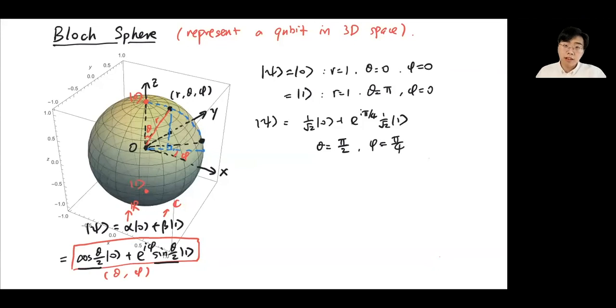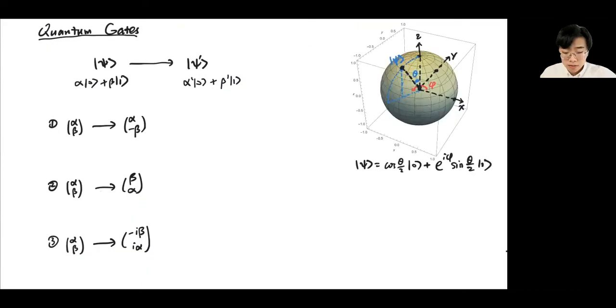Another benefit of this Bloch sphere representation is that now we can understand transformations of quantum states, or quantum gates, namely from one quantum state to another, as rotations of the Bloch sphere. So what are some examples of such quantum gates or transformations? Well, a valid transformation maps one quantum state, alpha |0> plus beta |1>, to another quantum state, alpha prime |0> plus beta prime |1>. They both need to satisfy the criteria to be a valid quantum state. So I'm writing down three simple examples here. Now let's use the Bloch sphere representation to visualize these transformations.